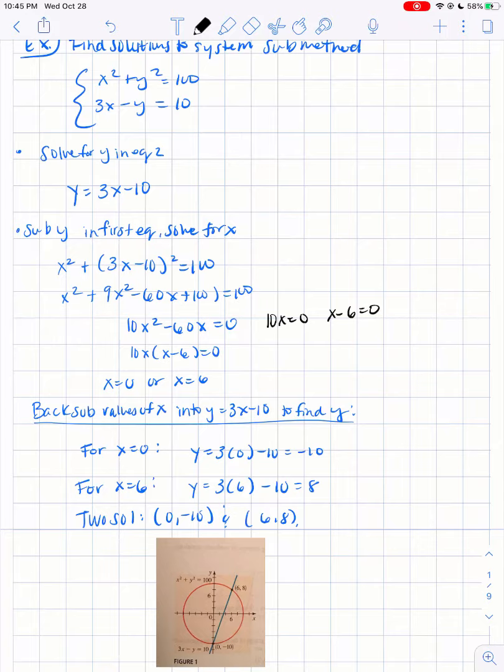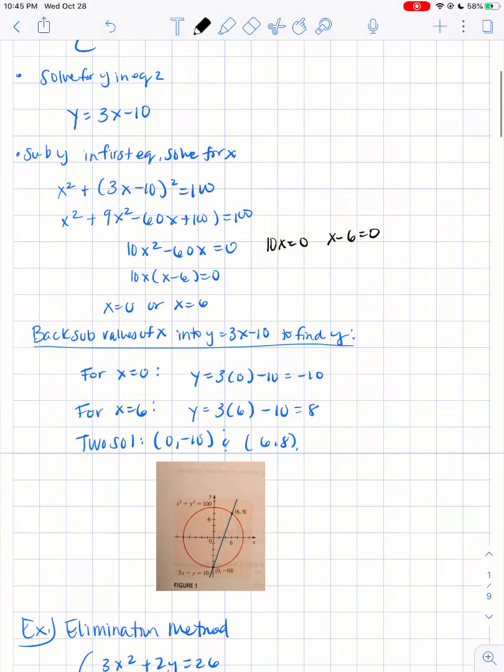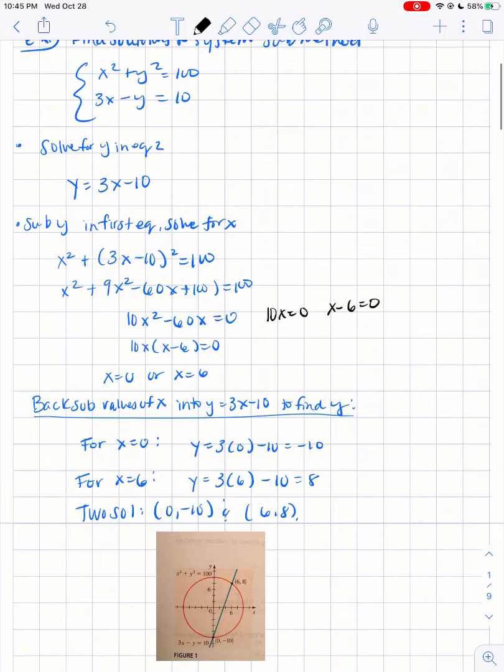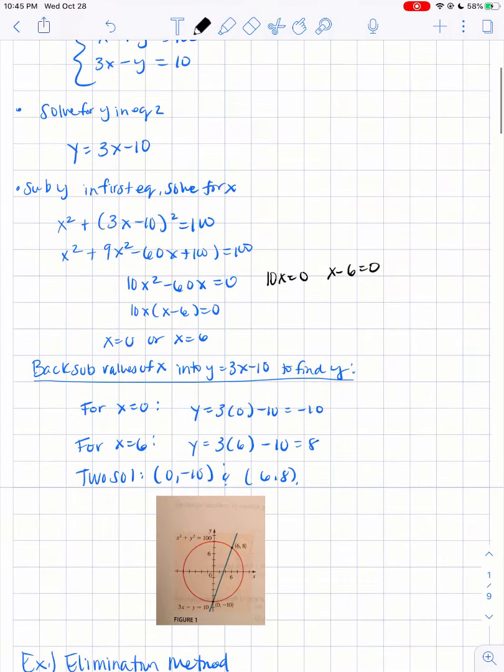So I have two solutions: (0, negative 10) and (6, 8). You can substitute those back in to make sure that they satisfy the system, and they do. Here's a graph of what this looks like. Our x squared plus y squared equals 100 is a circle with radius 10. And our 3x minus y equals 10, which we know was y equals 3x minus 10, is a line. So our solutions to the system are where the line intersects the circle, which is going to be at 2 points.